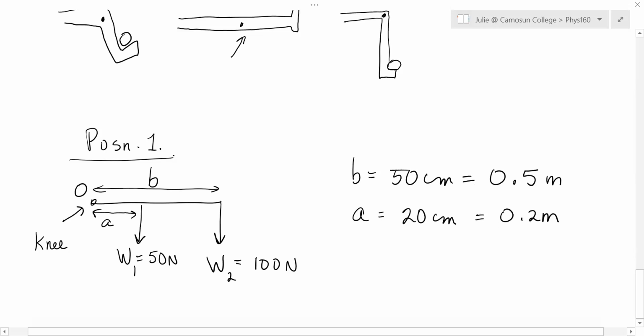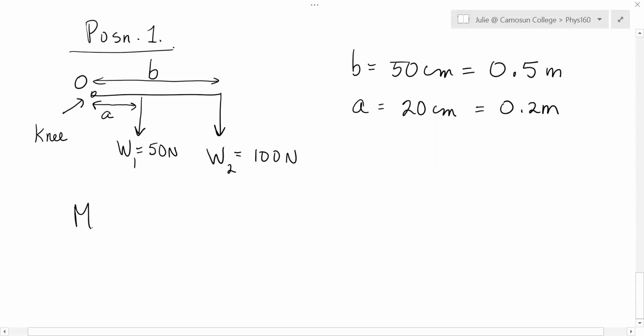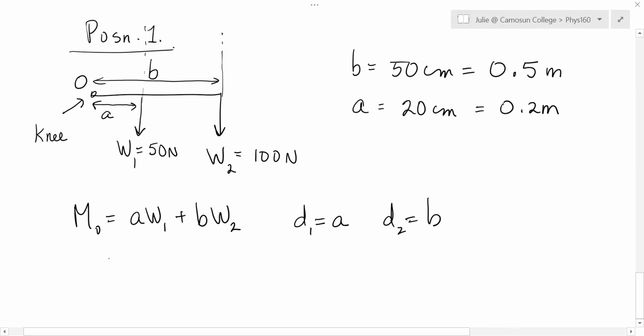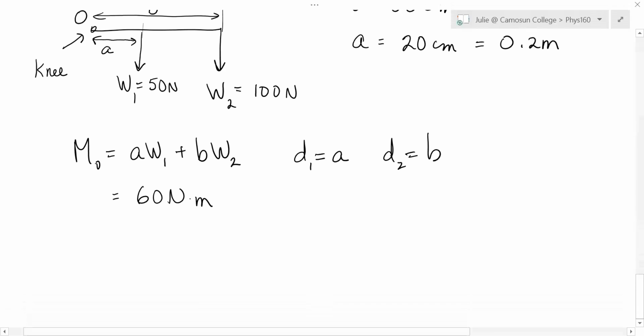So in position 1, it's exactly like the last example. You simply multiply these two together. So the net torque, they're both clockwise, is A times W1 plus B times W2, where D1 equals A and D2 equals B because this is a perpendicular distance. Okay, so if you put those numbers in, we've got all these numbers here, we're going to get 60 Newton meters. Okay, turns out that's the maximum torque you're going to get. So if you want your quads to work the most, you put your legs straight out like that.